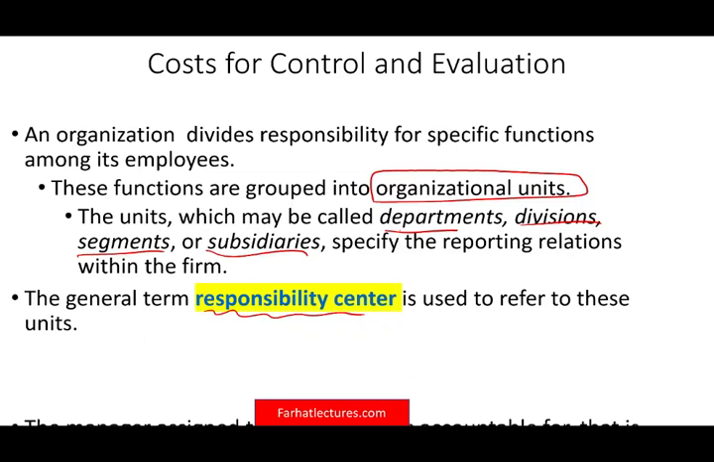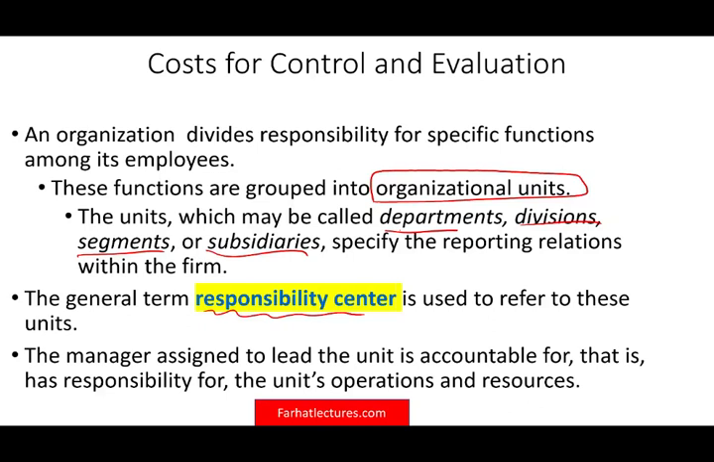So the manager assigned to a responsibility center, or to that unit, is accountable. They have responsibility for its operation and its resources. Now, what could be an example of that? For example, let's look at this bakery once again. We have Adam, the president, and Adam has two VPs, Ed and Eddie.